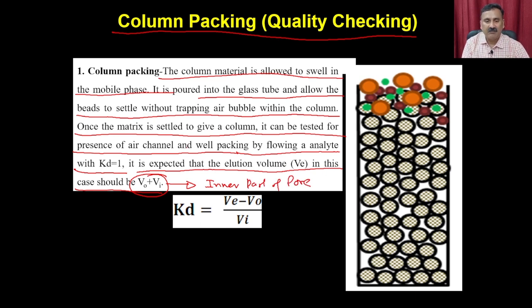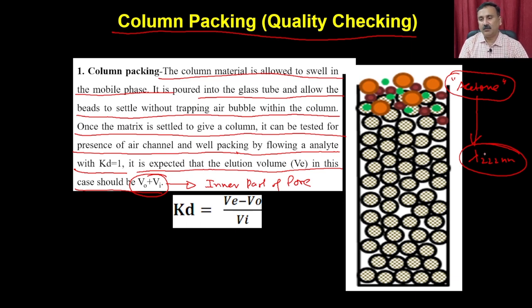So what can be the smallest molecule? What people do is they always try to analyze acetone. Acetone is miscible in water, and it can be detected by taking an absorbance at 220 nanometers. So you can know when the acetone is coming out from the column. If you analyze acetone, its elution volume is going to be equal to VO plus VI. If the elution volume is different from this value, then you will say that there are air bubbles or air channels which are being utilized by the acetone to travel faster, and that's how it tells you whether the column packing is good or not.